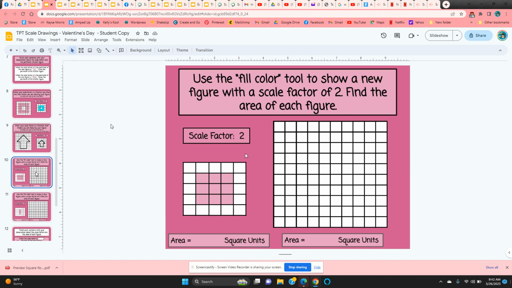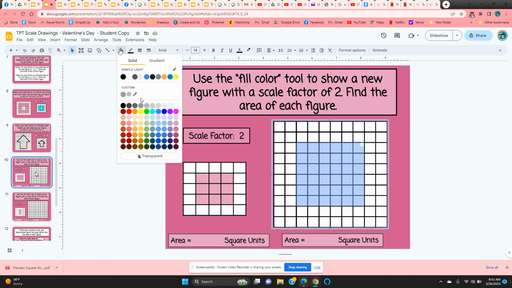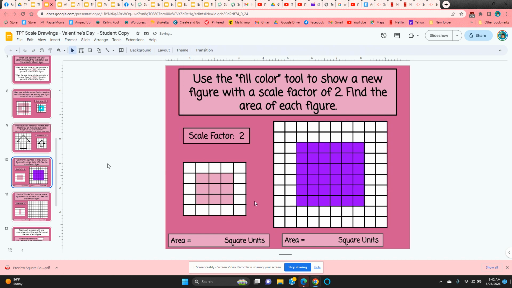So here we have a simple square. So this is a 3 by 3 square. We're going to scale it up by a scale factor of 2. So that means it's now going to be a 6 by 6 square. So the students are going to highlight, color it in, and then they're going to look at the area.